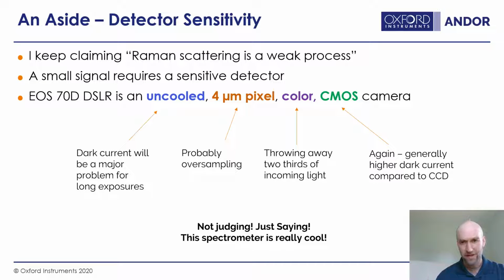And again, I'm not judging. I'm just saying this spectrometer is really cool. So uncooled means it's going to have a tremendous amount of dark current. 4-micron pixels, that means we're probably oversampling, using too small pixels to measure our spectrum. It's color, which means it has a filter over the pixels where you're throwing away about 2/3-ish of the incoming light. And it's a CMOS camera, not a CCD. And again, maybe not a big deal, but generally CMOS cameras have higher dark current compared to CCDs. All right, an aside to an aside to an aside. Again, I'm sorry, it's going to become more streamlined as we go through the presentation here.